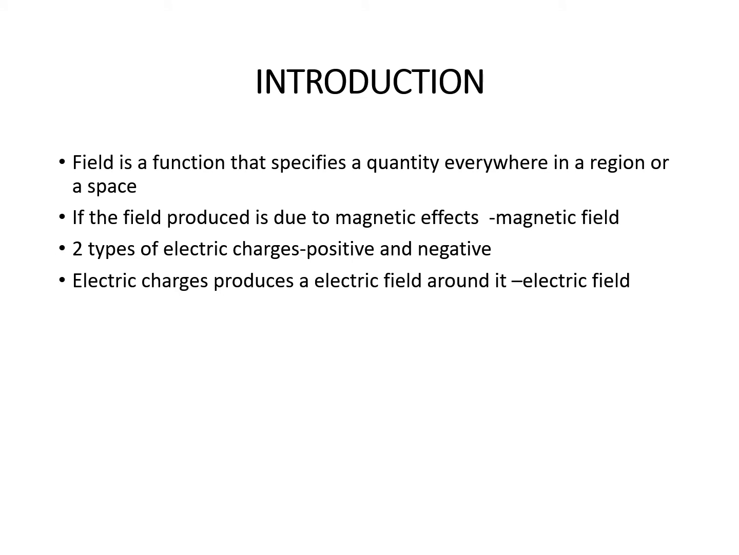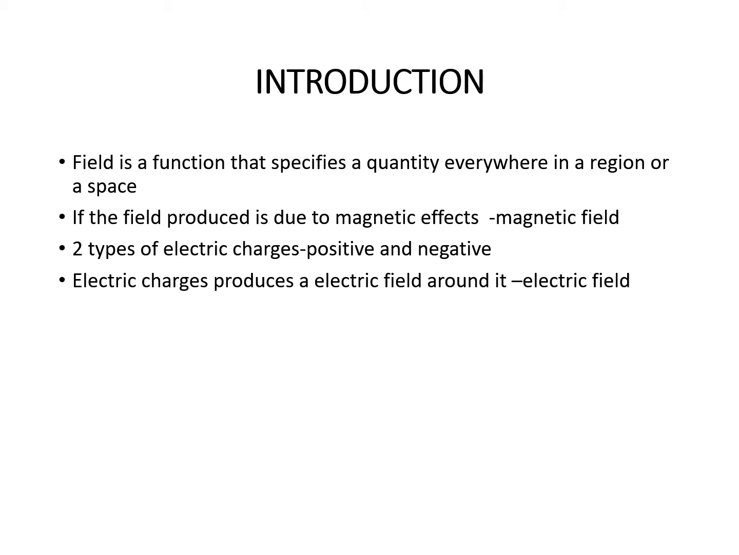Introduction. The field is a function that specifies a quantity everywhere in a region or a space. If at each point of a region or space there is a corresponding value of some physical function, then the region is called a field. If the field produced is due to the magnetic effects, it is called magnetic field.